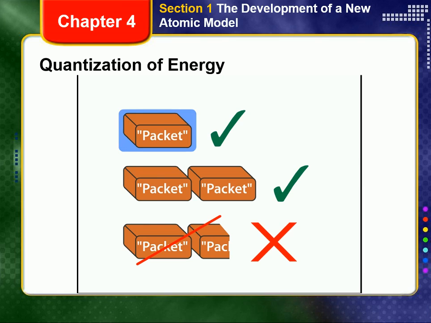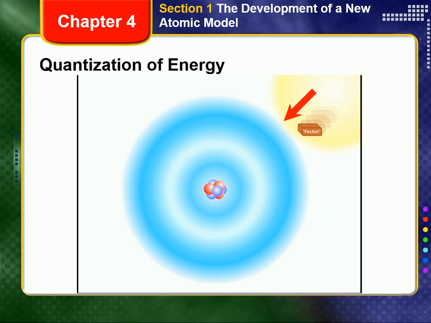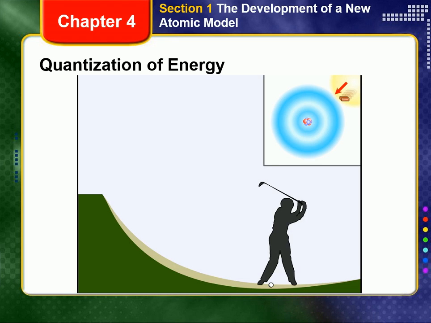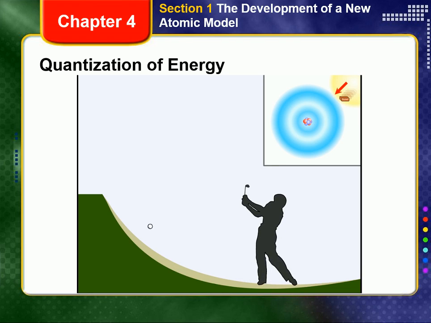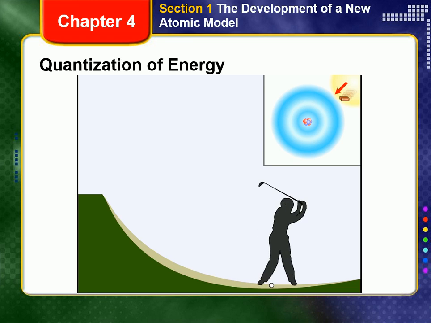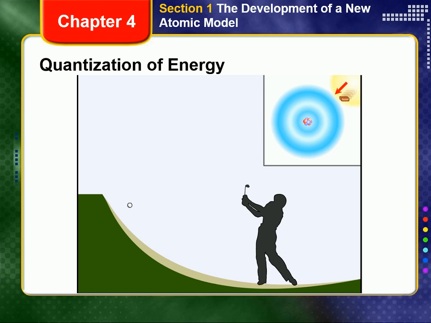The smallest possible amount, one packet or quantum, is defined as the minimum quantity of energy that can be gained or lost by an atom. Quantization becomes important when light or another form of energy interacts with an atom. Sometimes the incoming energy is enough to make something happen, other times it is not. Think of rolling a ball out of a pit. The energy must be enough to get the ball out of the pit all at once, or the ball will simply roll back to the bottom.